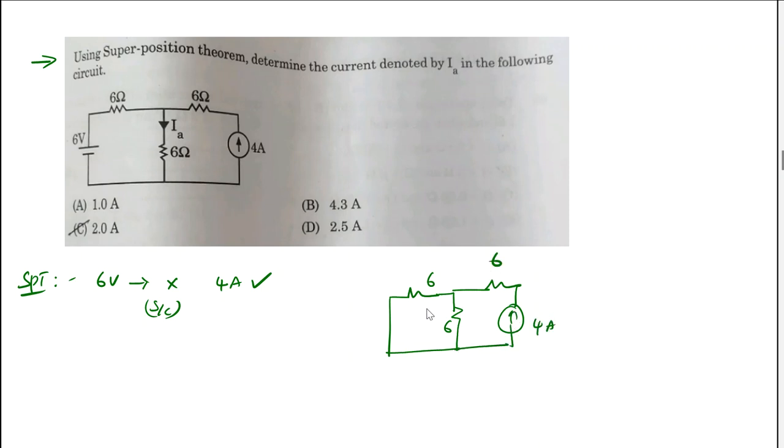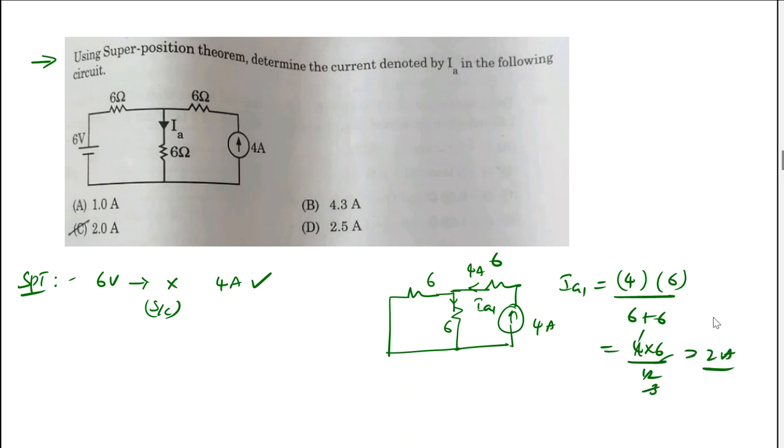Now I want to find the current IA here. In the same direction, I am assuming IA1. By applying the current division rule you can find it. The 4 amperes: IA1 will be the total current, 4 amperes, into the opposite resistance divided by the total resistance. So 4 into 6 divided by 12. 4 ones are 4, 4 threes are 12, so it is going to be 2 amperes. So the answer will be 2 amperes. So in the first case, IA1 is nothing but 2 amperes.